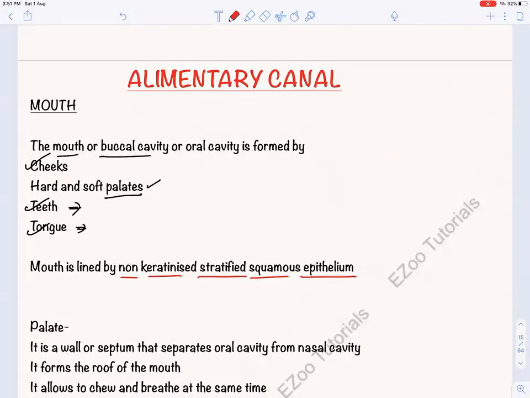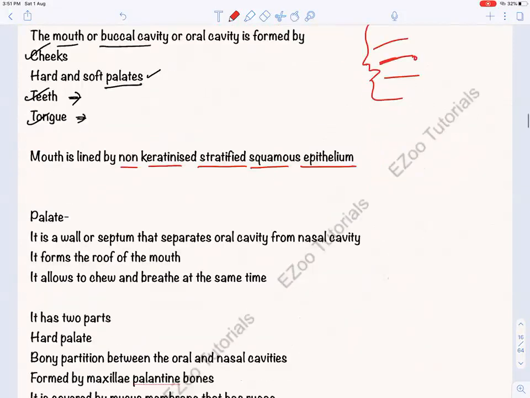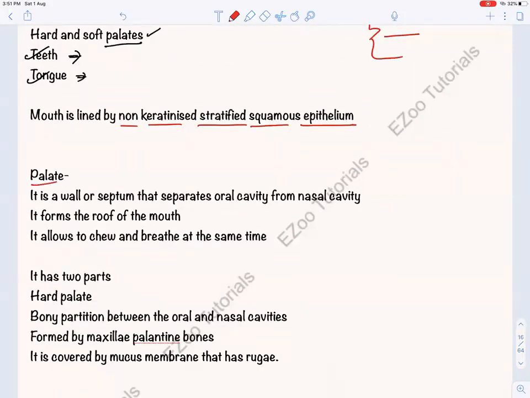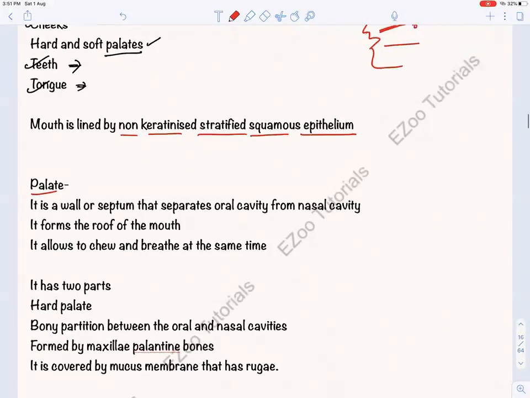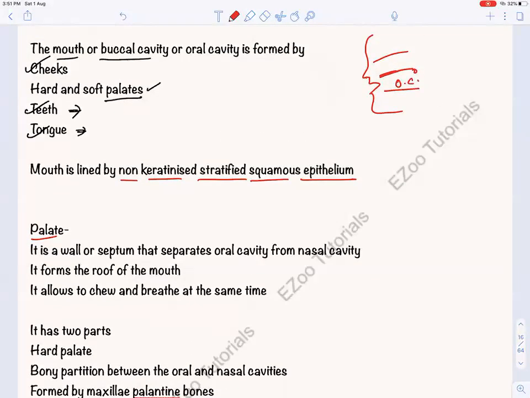Then we saw that if this is the side face of a human, this is the tongue, then this is the palate, hard palate, and then soft palate, and then there is this uvula, right? What is a palate? It is a wall or a septum that separates oral cavity from the nasal cavity. It forms the roof of the mouth. Clear? This is the palate with the hard palate in front and the soft palate behind. It allows us to chew and breathe at the same time.